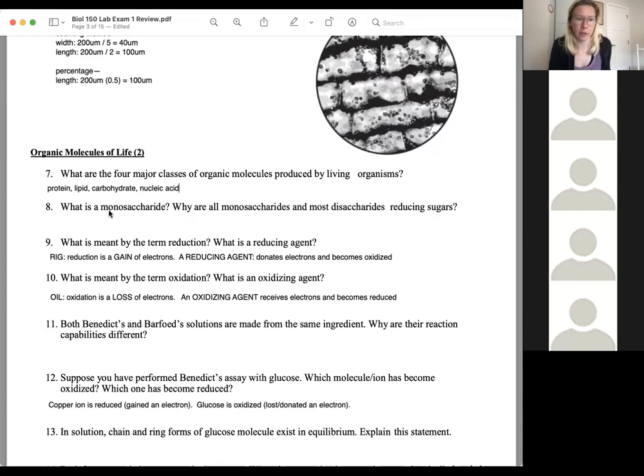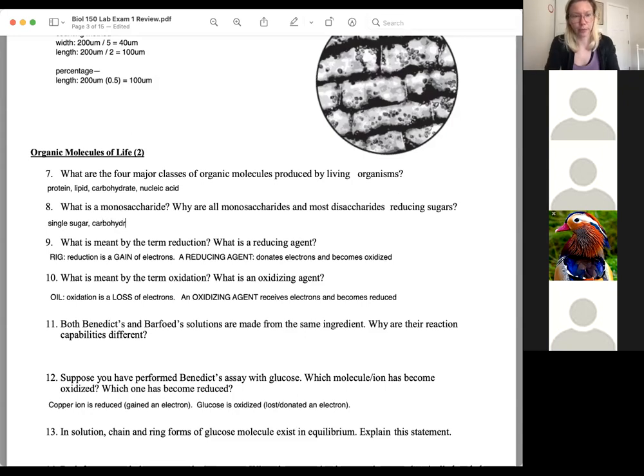And we'll start with the carbohydrates. So what is a monosaccharide? Single sugar. Yeah, it's a single sugar, which you could also call a monomer, right? So single sugar or a carbohydrate monomer.